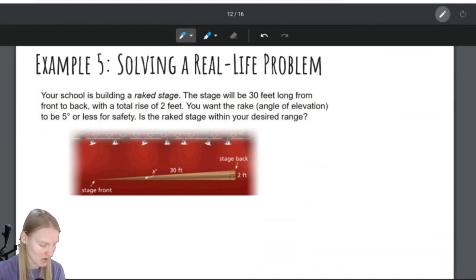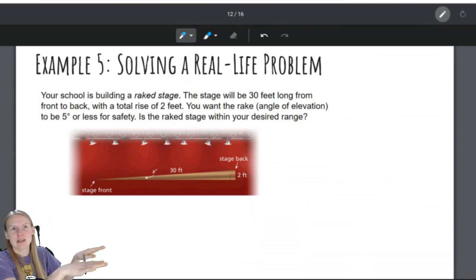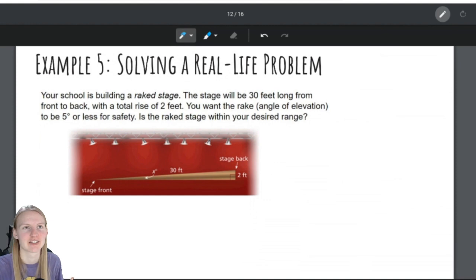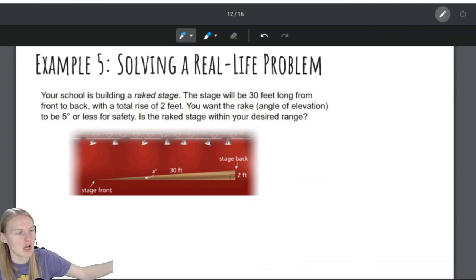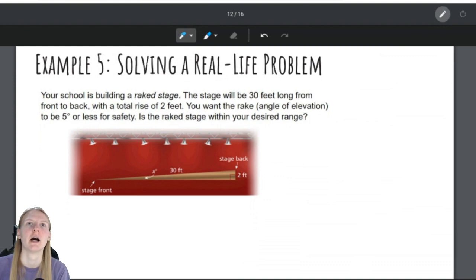Your school is building a raked stage. For you theater nerds out there, you know that that means a stage with a tiny bit of a slope to it, so that it's easier for the audience to see when you're back and when you're upstage and when you're downstage. So the stage will be 30 feet long from front to back, with a total rise of 2 feet. You want the rake, or the angle of elevation, to be 5 degrees or less for safety. Is the raked stage within your desired range?